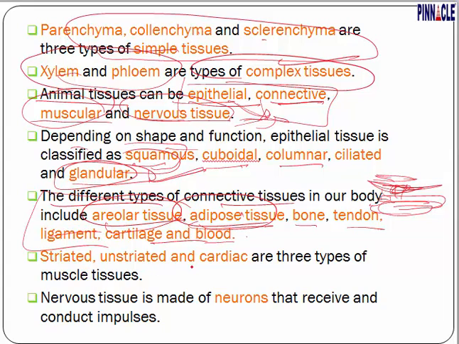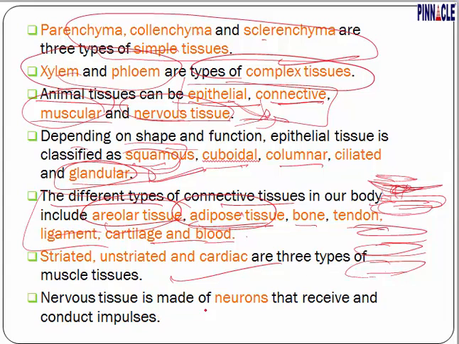Then striated, unstriated, and cardiac are the three types of muscle tissue. Striation like this we have seen, and unstriated is without black and white patches, and cardiac muscles are present in the heart. Nervous tissue is made up of neurons that receive and conduct impulses, and with the coordination of muscular tissue, it works as a unit. So this is the nervous tissue role. In this chapter we have done plant tissue and animal tissue, and this presentation is over. All the best.